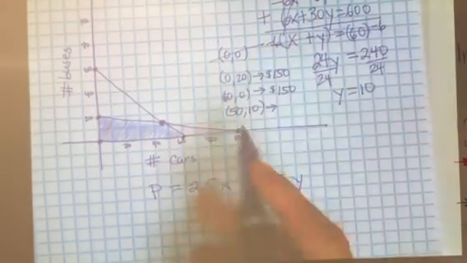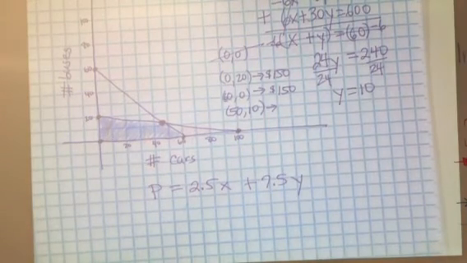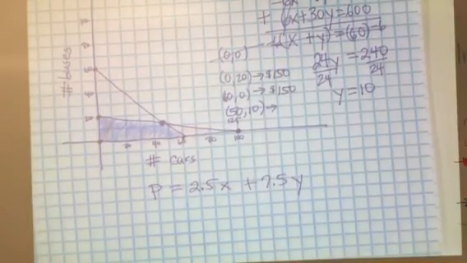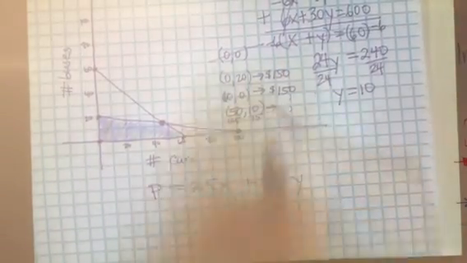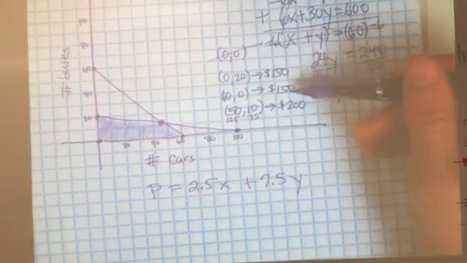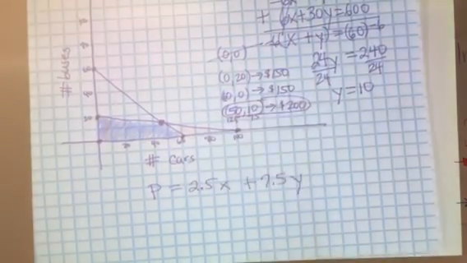And our last option is that point of intersection 50, 10. So 50 cars would be 50 times 2.5, which is 125. And 10 buses would be 7.5 times 10, which is 75. And 125 plus 75 is $200. Which one brings in the most money? This last option of 50, 10.